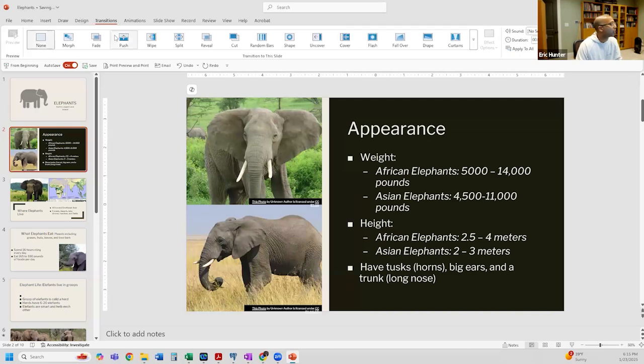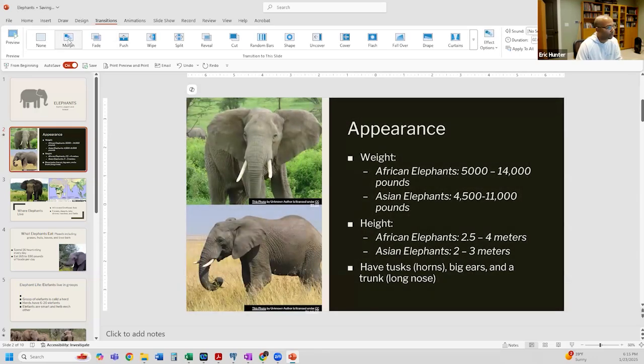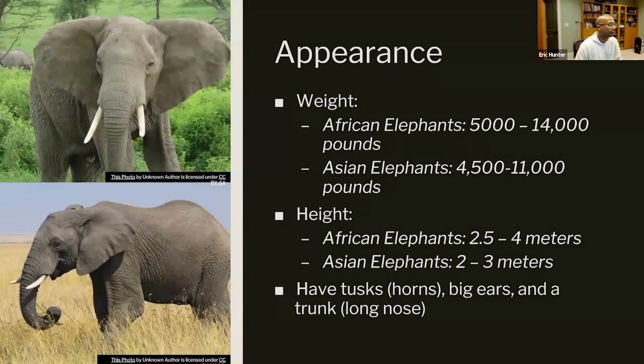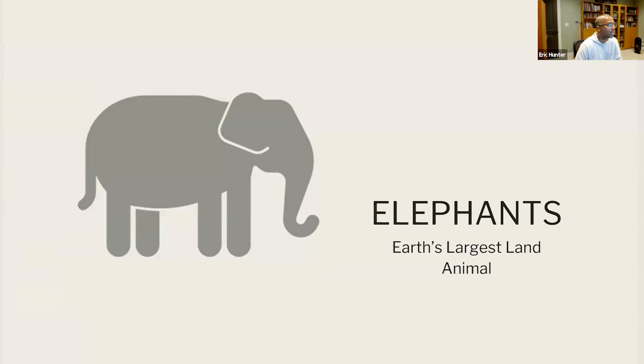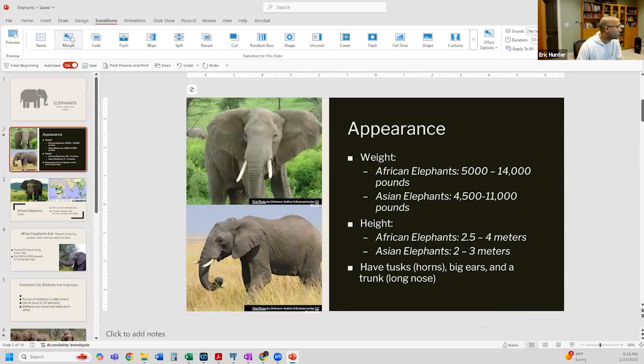Okay, so back on transition, let's go with morph. That's what morph is going to do. It's going to kind of morph in and out of slides. So if I go ahead and hit the start button now, once I hit next, see how it morphs? So that is a transition. That's called the morph transition.